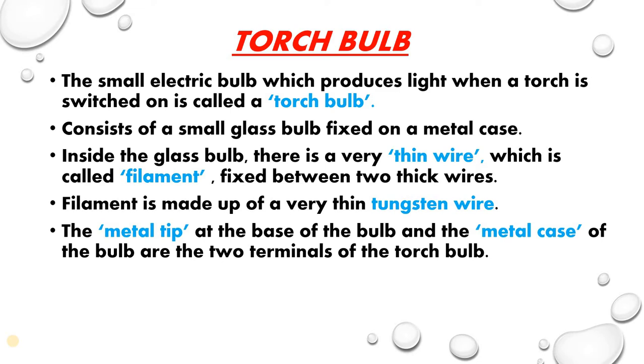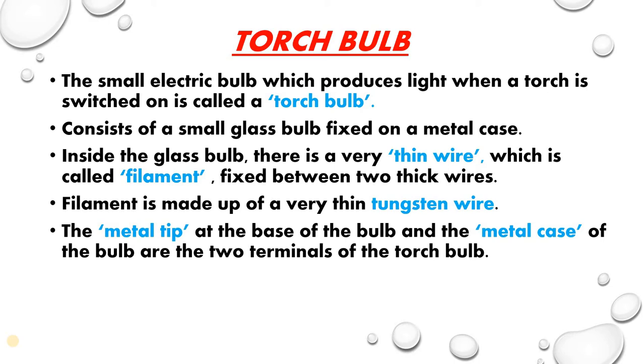So what is torch bulb? The small electric bulb which produces light when a torch is switched on is called torch bulb. Before that you have to know what is a torch. A torch is a portable electric lamp which uses two or more dry cells to light a small bulb, right? And the small electric bulb which is present inside a torch is known as torch bulb. Now this torch bulb consists of a small glass bulb fixed on a metal case.